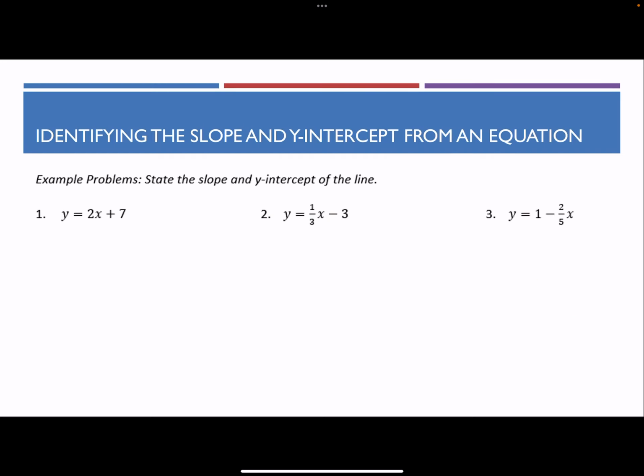So first thing we need to do is we're going to identify the slope and the y-intercept of the line. Remember, we're using y equals mx plus b.